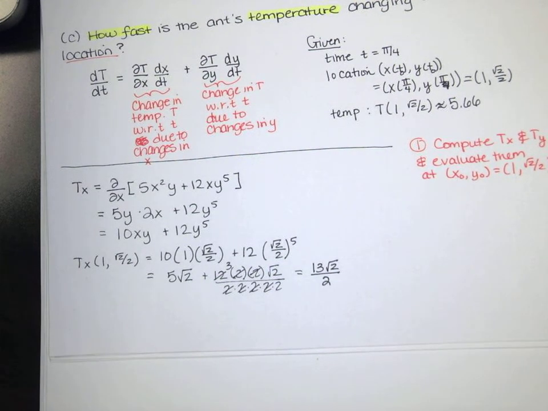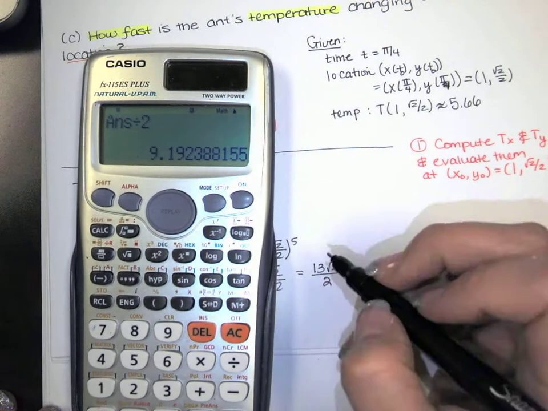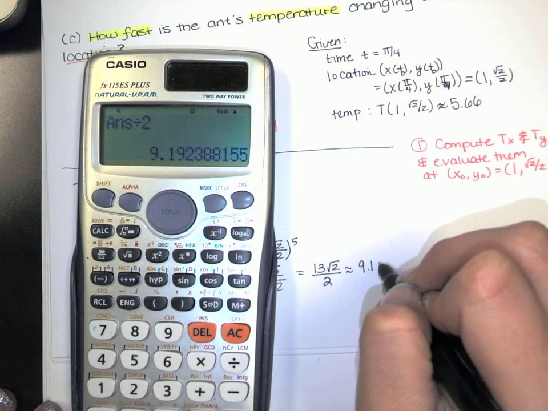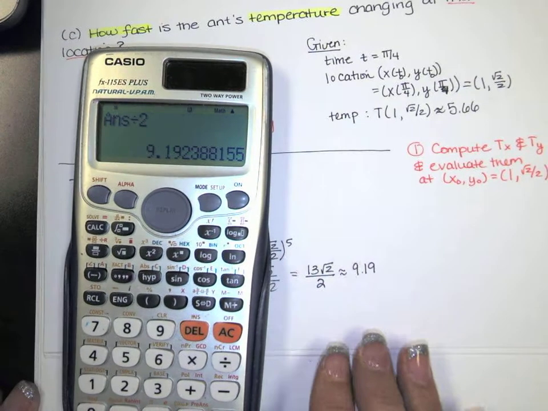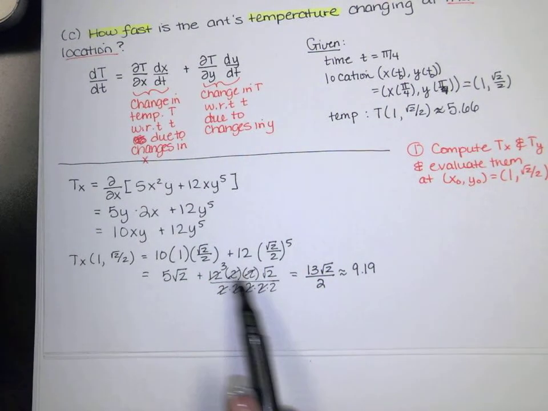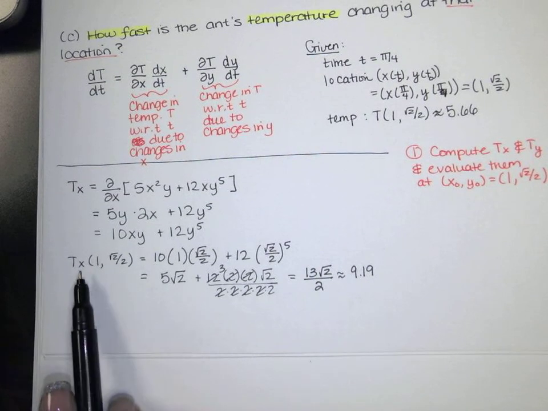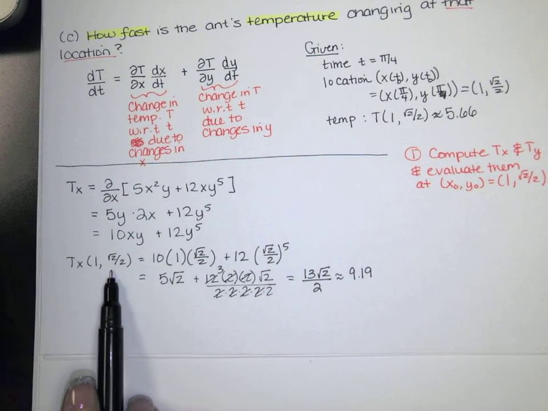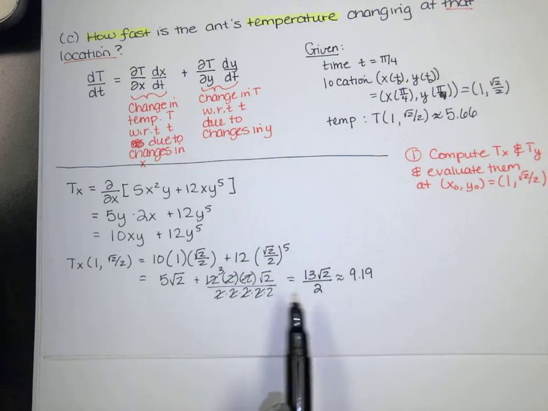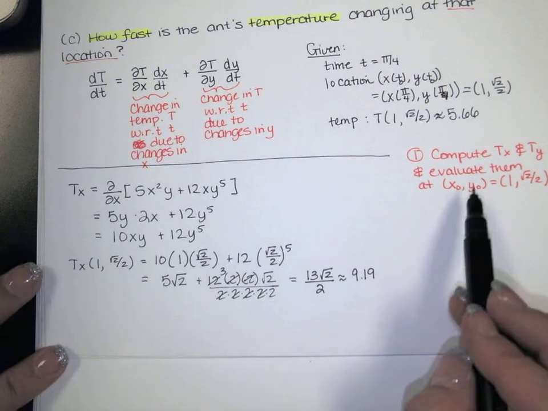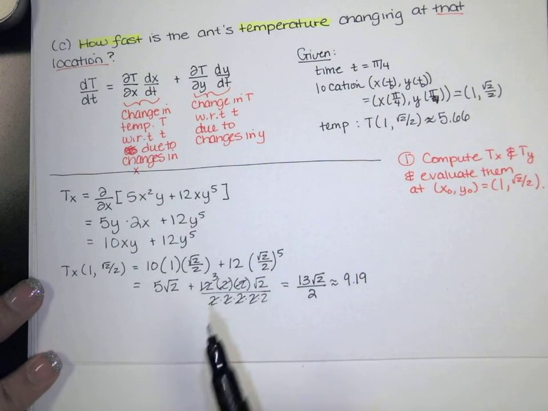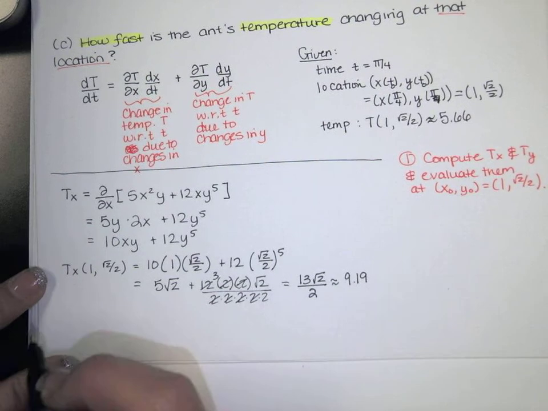Okay, what is that again? 13 root 2 over 2. That's approximately this much. So this is telling us that the temperature changes by about 9.19 units as we move 1 unit in the x direction from this location. X equals 1, y equals root 2 over 2. That's what would happen. Now I also need the partial of t with respect to y, and I need to evaluate that at that particular location.